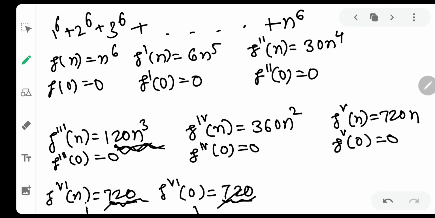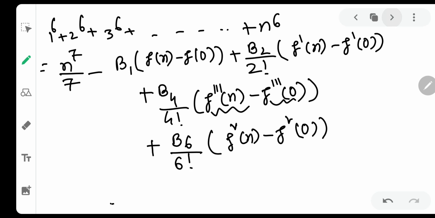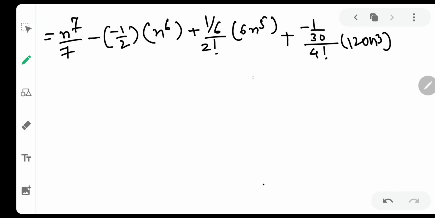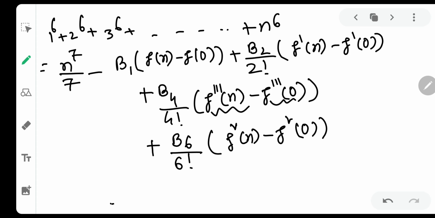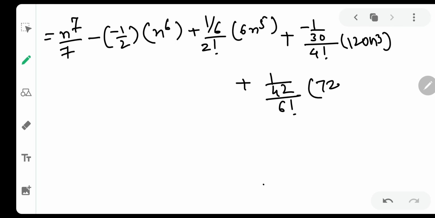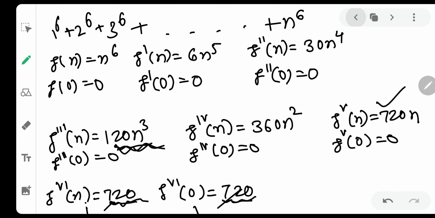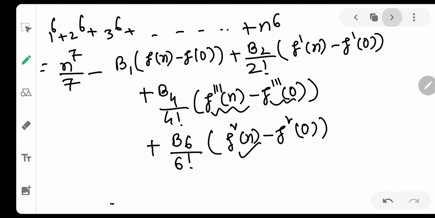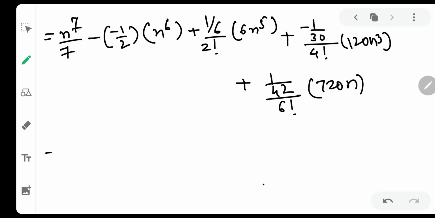b6 is 1 by 42. So let us write down b6, which is 1 by 42 divided by 6 factorial, into f5. Let us check what f5 was. It was 720n, so it will be 720n, and minus 0, because f5 of 0 was 0 only. Now let us just solve this and get our answer.